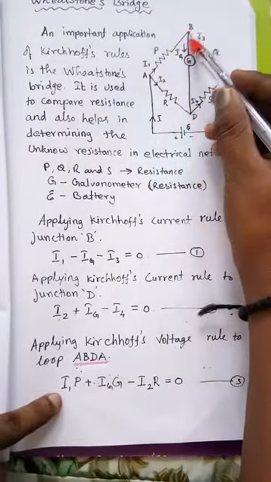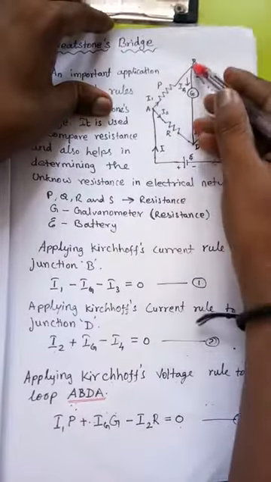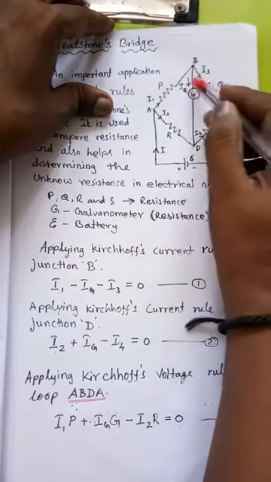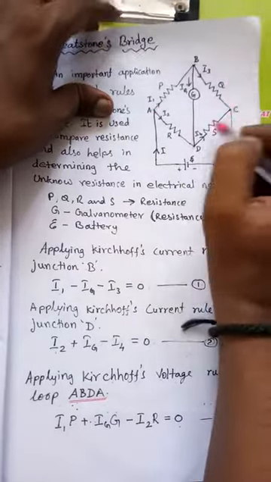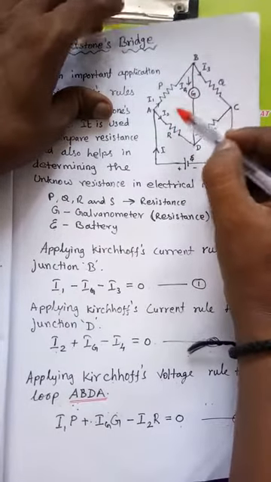Like that, take a second loop, A, B, C, D, A. This box only, not the center part and not the outside part; it will not come. Only A, B, C, D, A. Now apply the second rule.